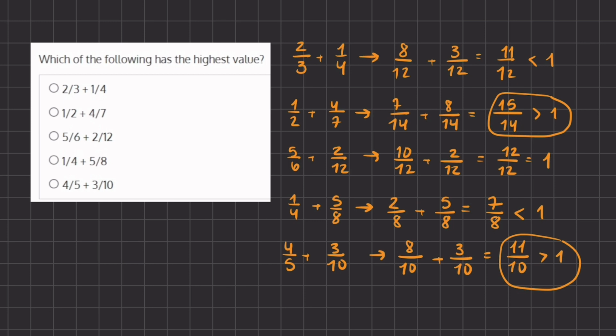Alright, so we can take both of these fractions and turn them into mixed numbers. 15 divided by 14 can convert into 1 and 1/14, and we have 11 divided by 10, which simplifies to 1 and 1/10. Now we know that 1 and 1/10 is greater than 1 and 1/14 because 1 out of 10 pieces is greater than 1 out of 14 pieces. And therefore 1 and 1/10 is larger than 1 and 1/14, and therefore 11/10 will have the greatest value, and that corresponds with answer D in our answer choices.